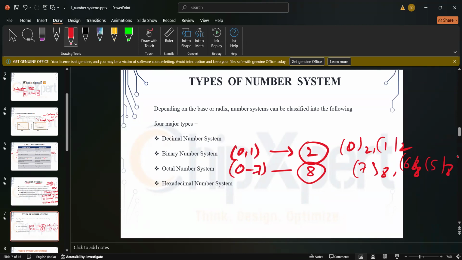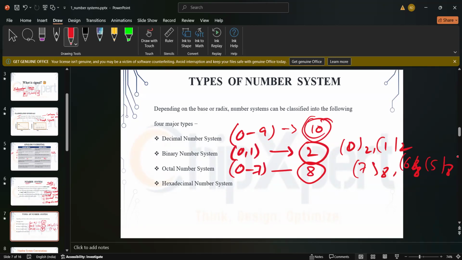And the next one is the decimal number system. How is it going to represent? It is going to represent from 0 to 9. Decimals are going to represent from 0 to 9. And the radix of the decimal number system is 10.